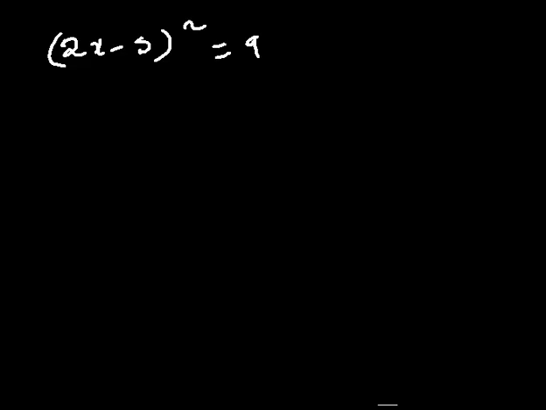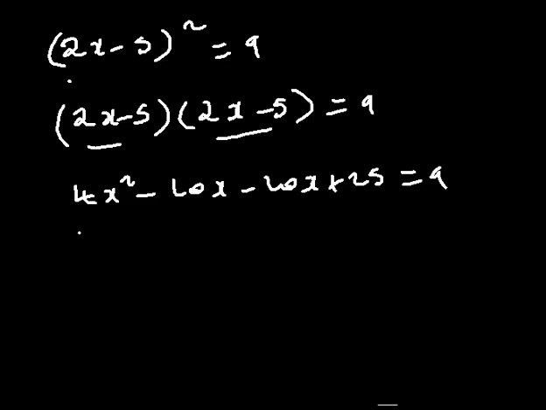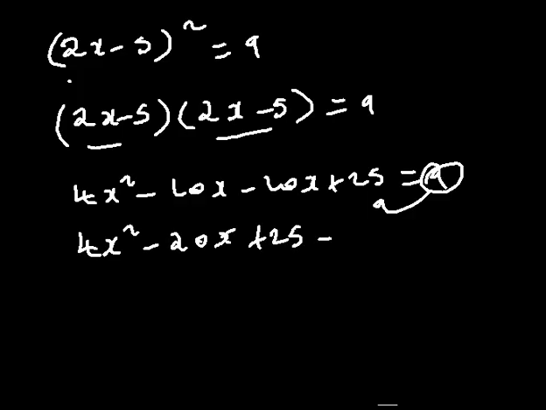Now the principle remains the same, such that we should think of first of all expanding that one. This is the same as having 2x minus 5 times 2x minus 5, which is equal to 0. Then upon expanding that one, we have 4x squared minus 10x minus 10x plus 25, which is equal to 0. So we have 4x squared minus 20x, and this one should be brought this side, that will be given as 25 minus 9, that will be equal to 0. And take it from here.